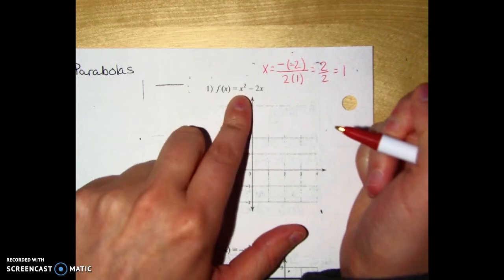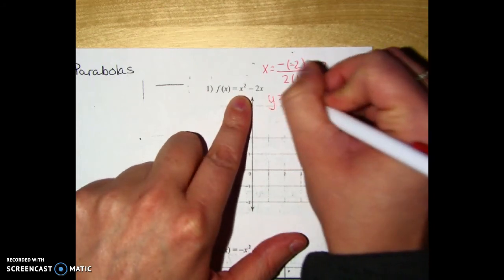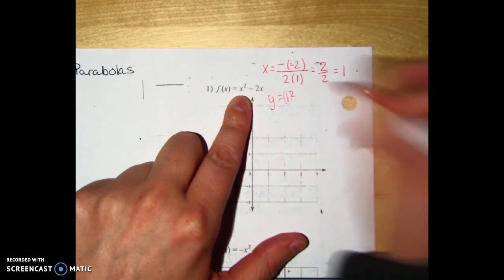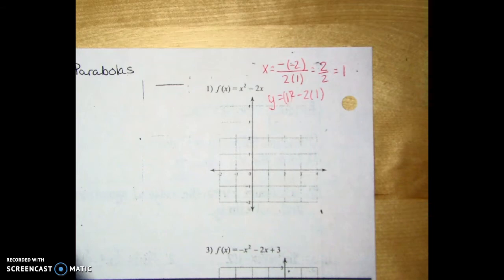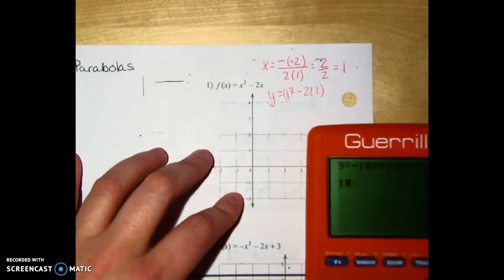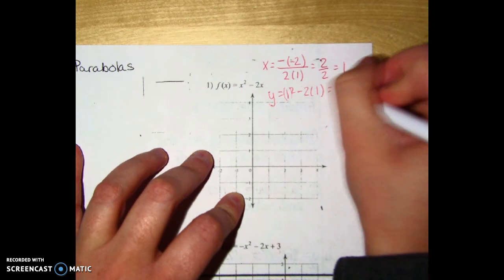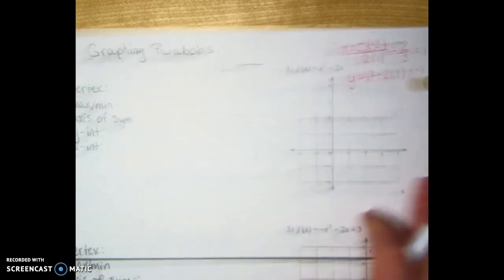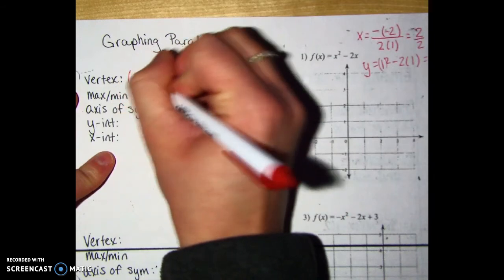Now I plug the 1 back in to solve for the y. So y equals 1 squared minus 2 times 1. 1 squared minus 2 times 1 is negative 1. Okay, so way over here, you write your vertex as 1, negative 1.